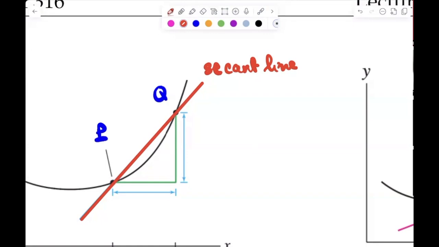And to find the equation of the line, the first thing you need to do is find the slope of the secant line. So the slope of the secant line is y2 minus y1 divided by x2 minus x1.